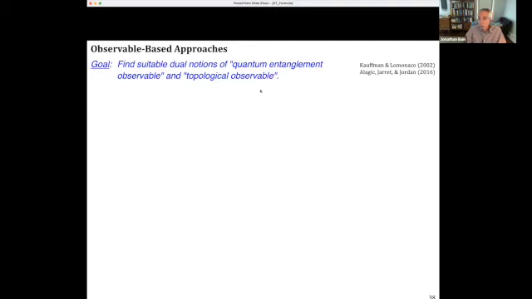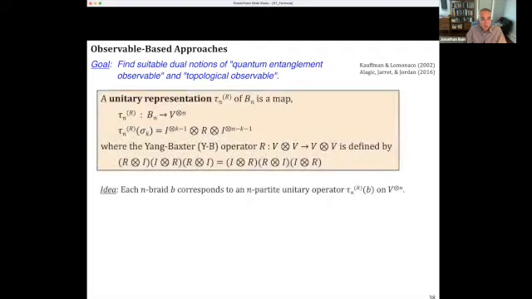The intuition here is that the goal is to find suitable dual notions of quantum entanglement observable and topological observable. An example of this approach is given by a research program initiated by Kauffman and Lomonaco in 2002. A fairly recent review and update of that program is given in this article from 2016 by Elagic and colleagues. Kauffman and Lomonaco's idea was to focus on unitary representations of the braid group.